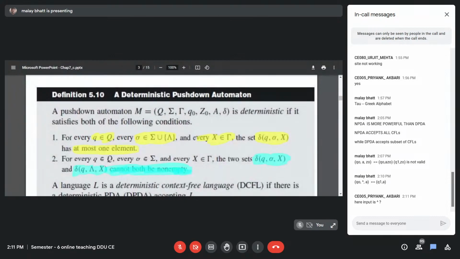Input is null means we are assuming null at every position. Input is null means what? It is like an even length palindrome.